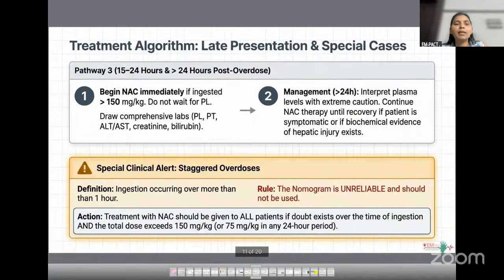The same is only applicable in the next case also, between 15 to 24 hours. And what if the patient is presenting after 24 hours of the post injection? In that case also, we can start the NAC immediately if the dose is more than 150 mg per kg, and immediately we can send the serum paracetamol and other associated investigations.